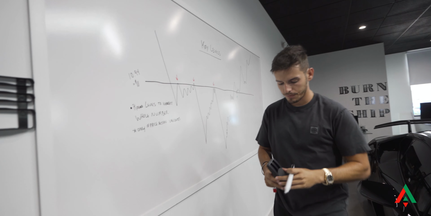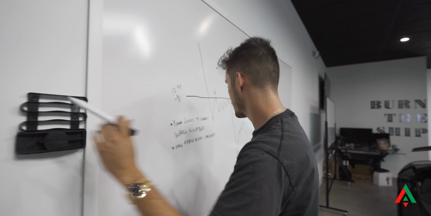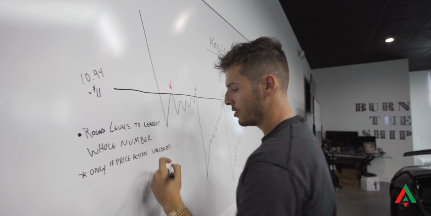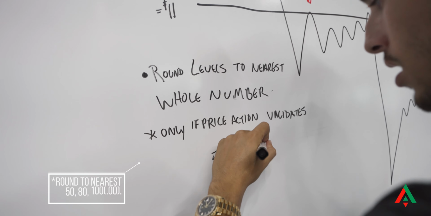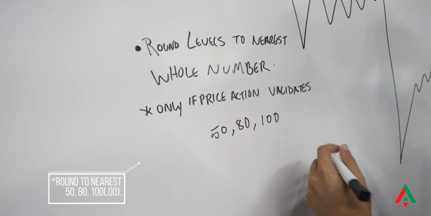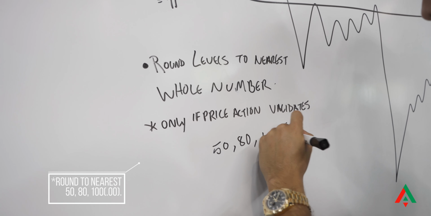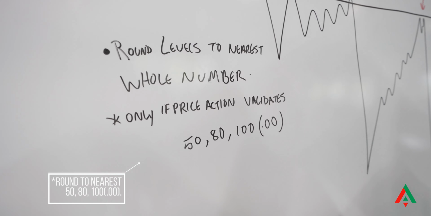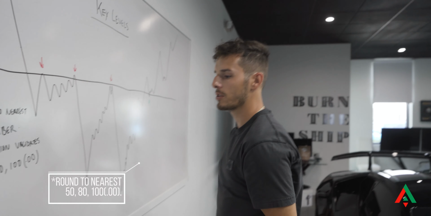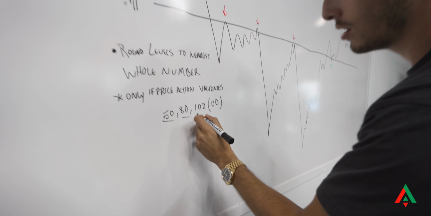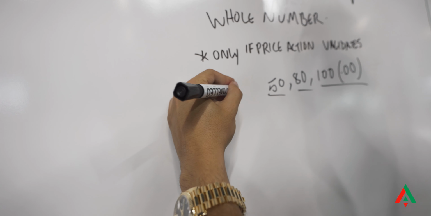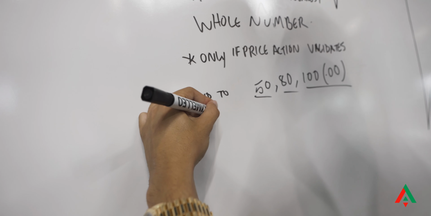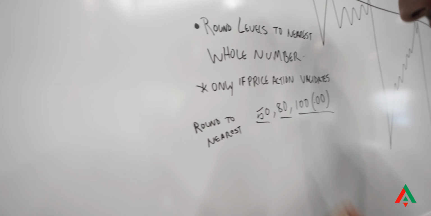Okay, so another thing with rounding is you always want to round to 50, 80, and 100. When I say 100, you could just put .00 whole numbers. Very important, so make sure you guys have that. 50, 80. Okay, so that's an important thing to do.